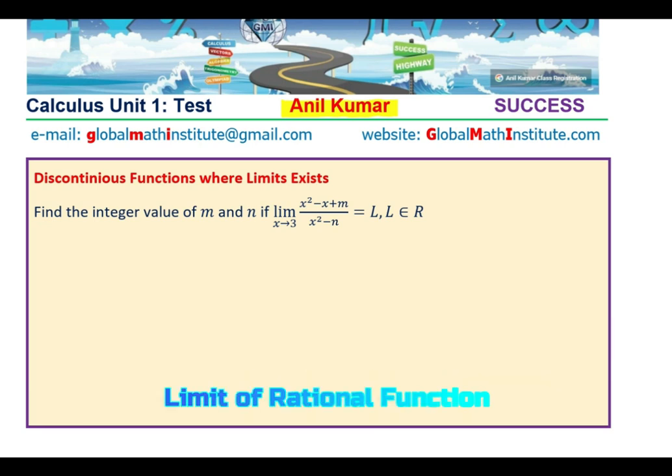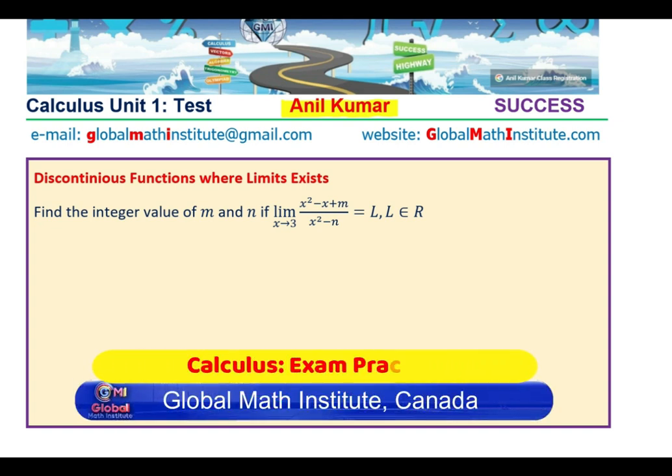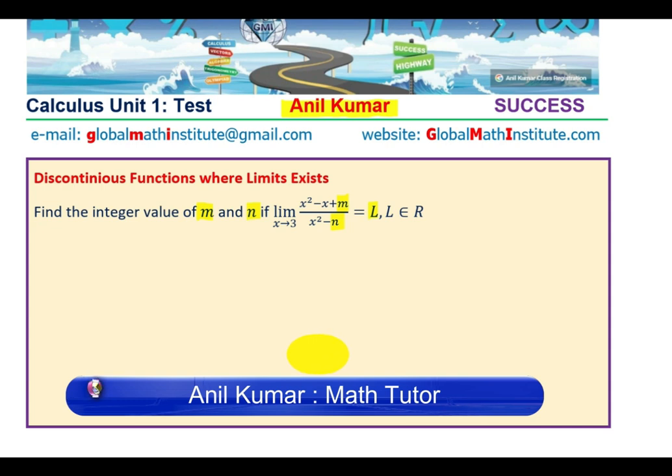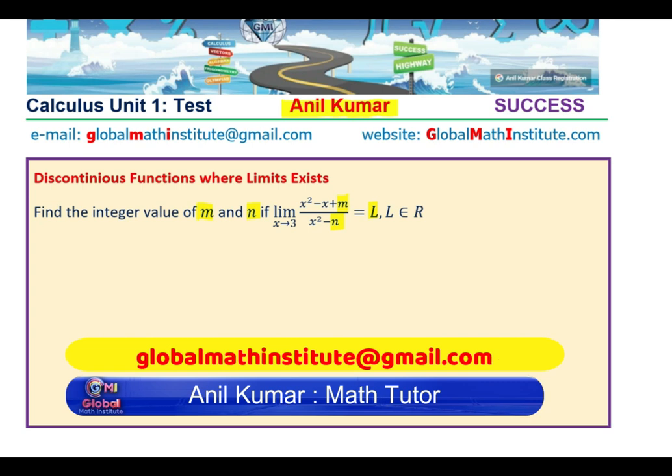Here, we are going to consider a very important question from test point of view. We're looking at discontinuous functions and limits. The question here is, find the integer values of m and n if the limit as x approaches 3 of (x square minus x plus m) over (x square minus n) is L, where L belongs to real numbers. So the limit exists for this particular function. We need to find what could be the value of n and m.